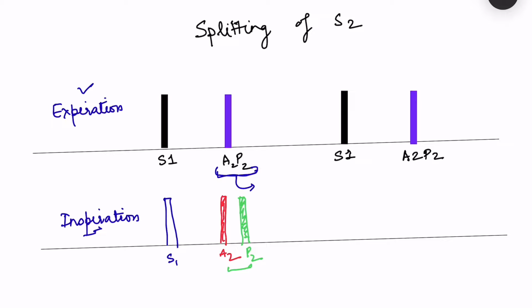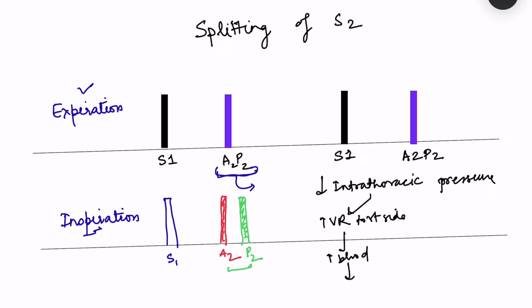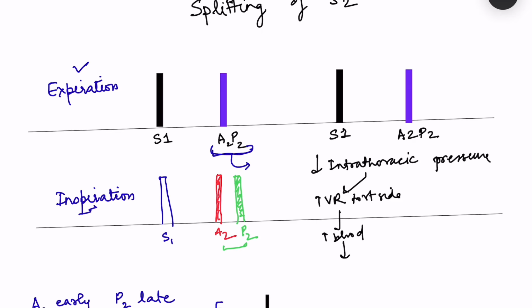And why is this happening? During inspiration there is negative intrathoracic pressure. This increases the venous return to the right side of the heart, which leads to increased blood in the right side. Because of this increased blood, the right ventricle will contract for a longer duration, because it has to push blood to the pulmonary vessels for longer. There is increased volume in the right ventricle, so the right ventricle contracts for a longer duration, but the aortic valve has by then closed. So it is because of the delayed closure of the pulmonary valve, due to the volume increase in the right ventricle during inspiration. But one more thing happens, right?